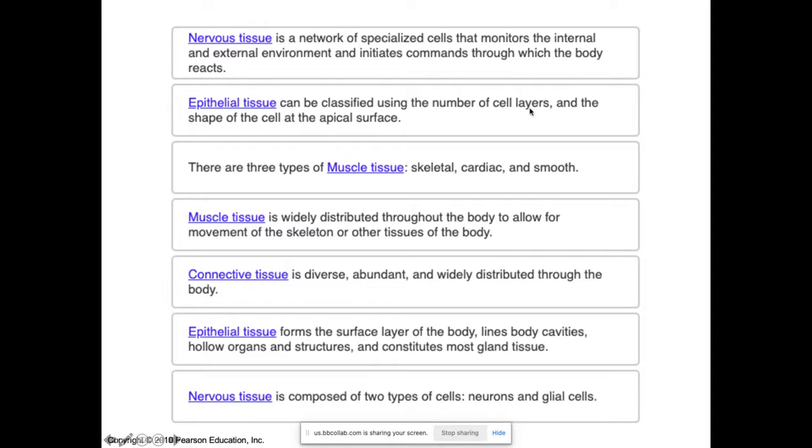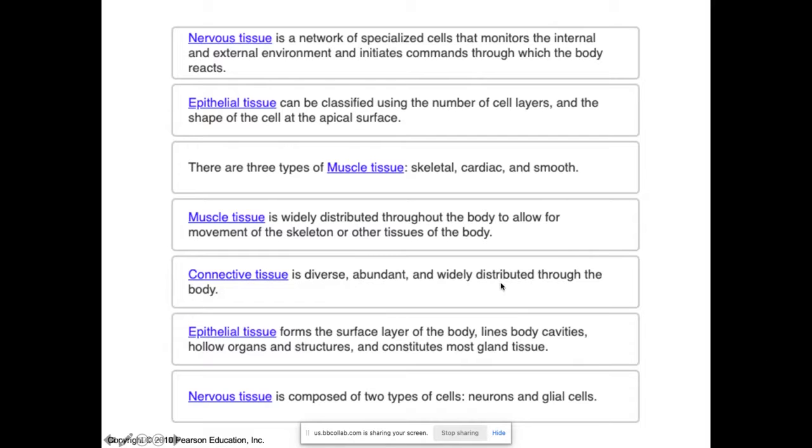What is classified by the number of cells and the shape? Well, that's epithelium. We got that, right? Simple squamous, stratified squamous, simple cuboidal, stratified cuboidal. All right, skeletal, cardiac, and smooth. We know that's easy, right? That's muscle tissue. We know that muscle tissue is widely distributed through the body and allows for movement of the skeleton. There's going to be over 600 muscles in the body. There's 206 bones, over 600 muscles.